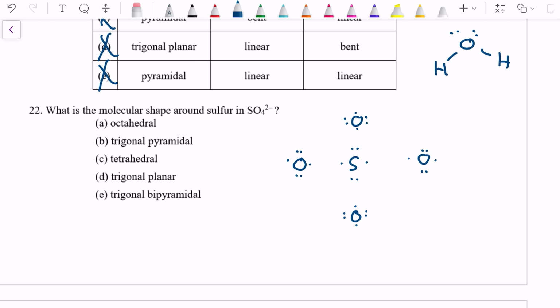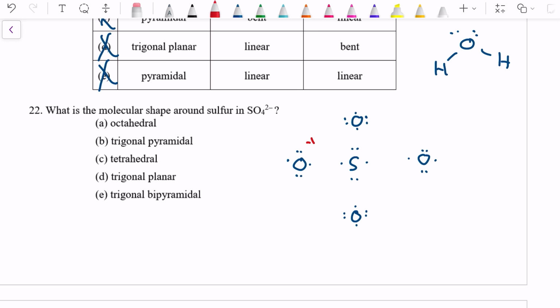Okay, and let's see, sulfate. Oxygen is a more electronegative atom than sulfur, so we're going to put these -1 charges on these oxygens, and those are only going to form single bonds. Let me do this instead.